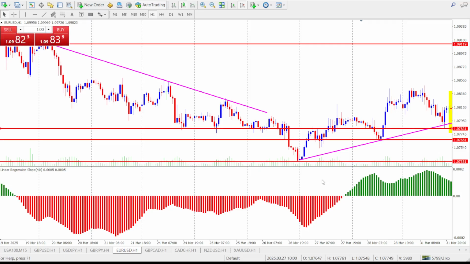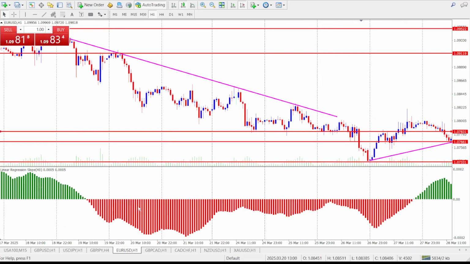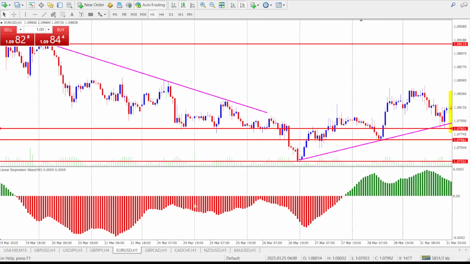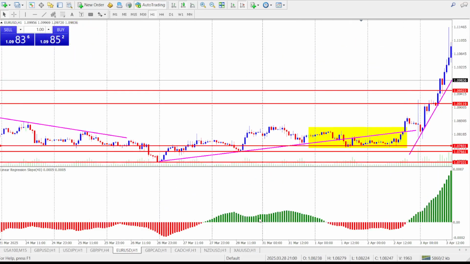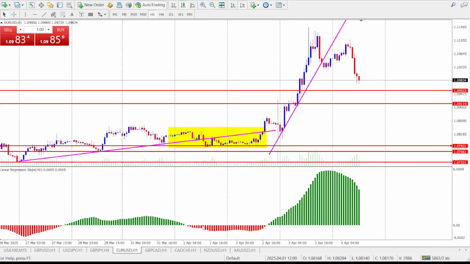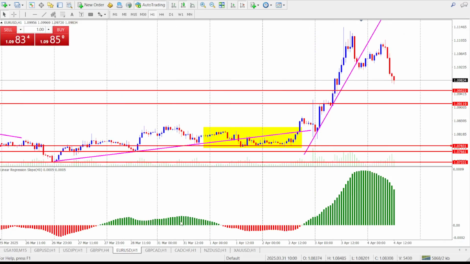Now, one of the biggest advantages of the linear regression slope indicator is that it gives you clear signals when momentum is increasing or decreasing. The elongating bars indicate that momentum is on your side, whether you are in a long position or a short position. When the bars begin to shrink, you can see like what happened here, or get closer to the zero line, it is a sign that the momentum is fading and you should be cautious.